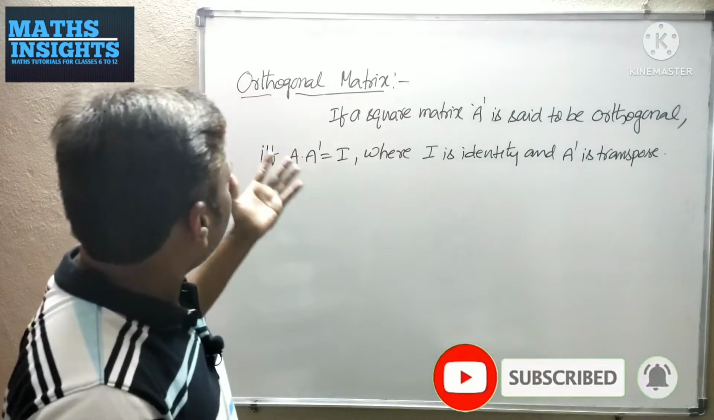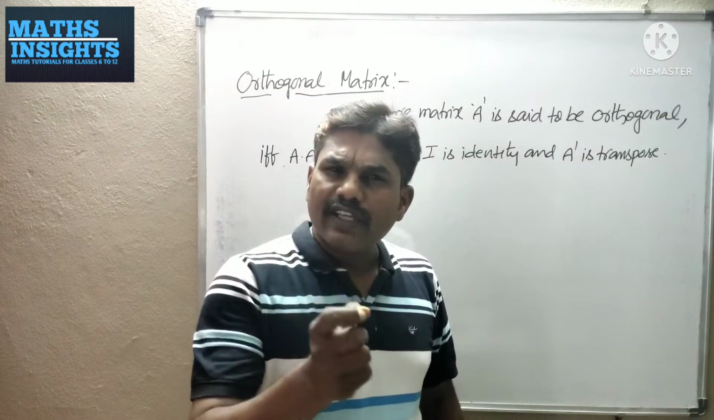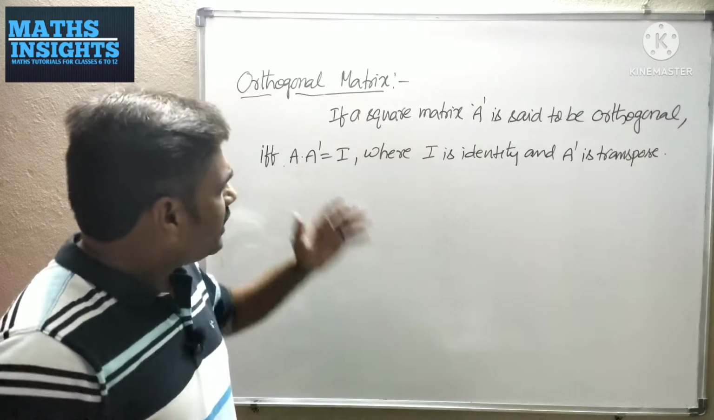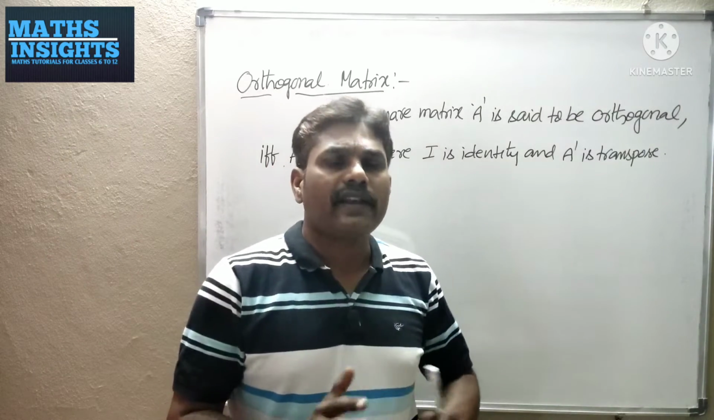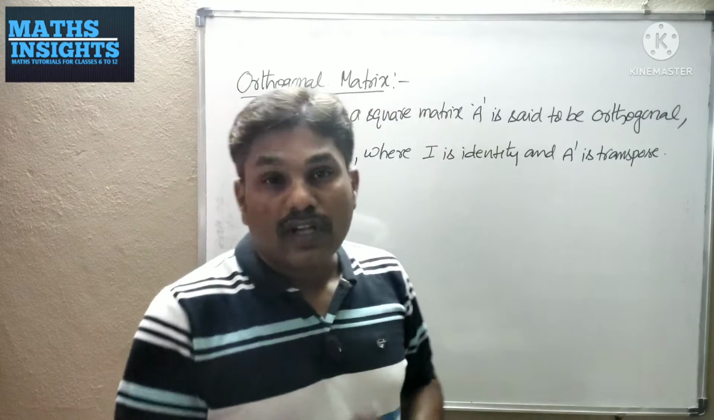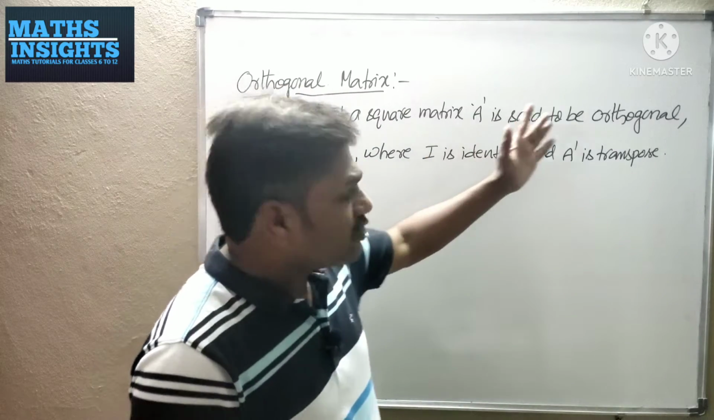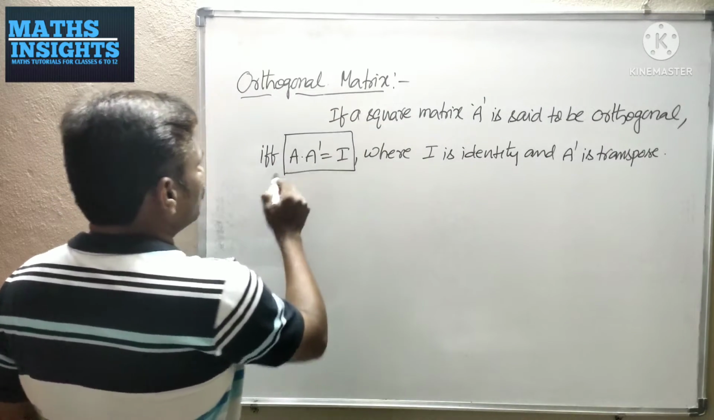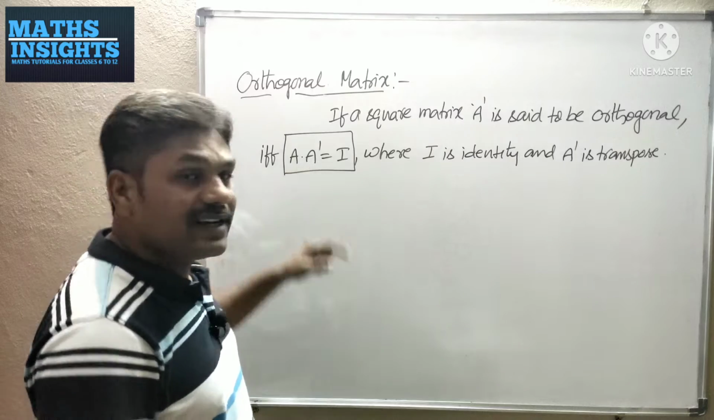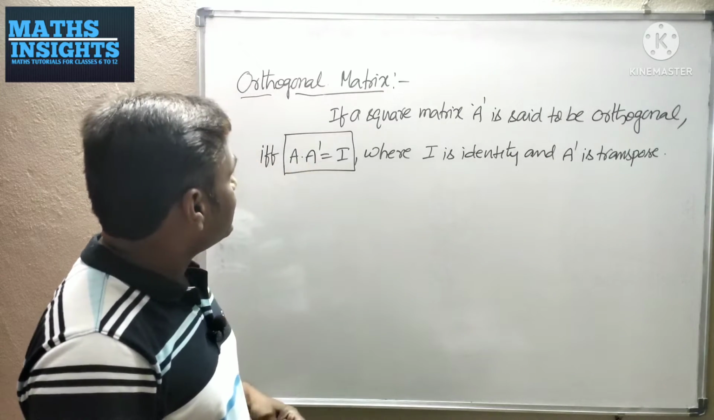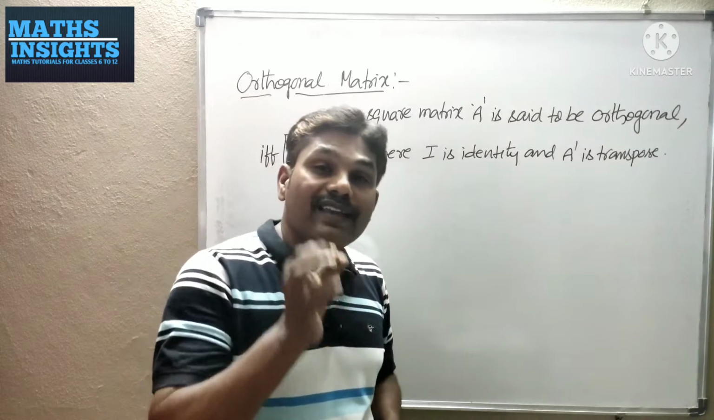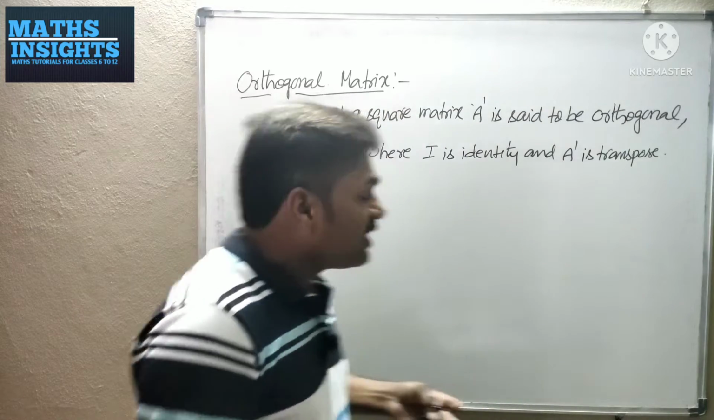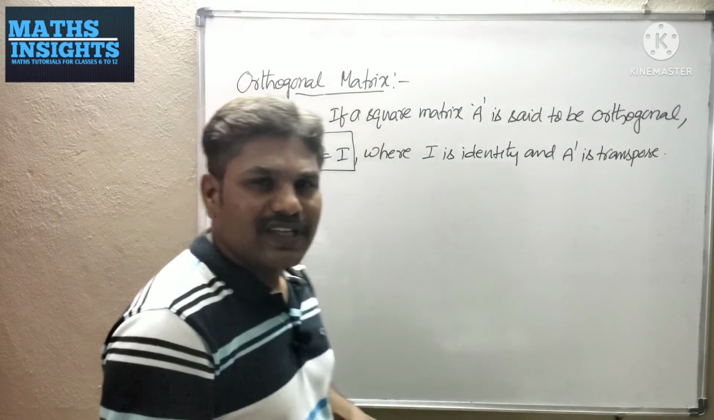Today's topic is very important, orthogonal matrix. This is a very important definition in matrices. Orthogonal matrix means a square matrix. It should be a square matrix before checking whether it is orthogonal or not. If a square matrix A is said to be orthogonal, it has to satisfy the condition that the product of the matrix A and its transpose, that means A into A dash is equal to I, where I is called the identity matrix and A dash is its transpose, then your matrix A is said to be an orthogonal matrix.